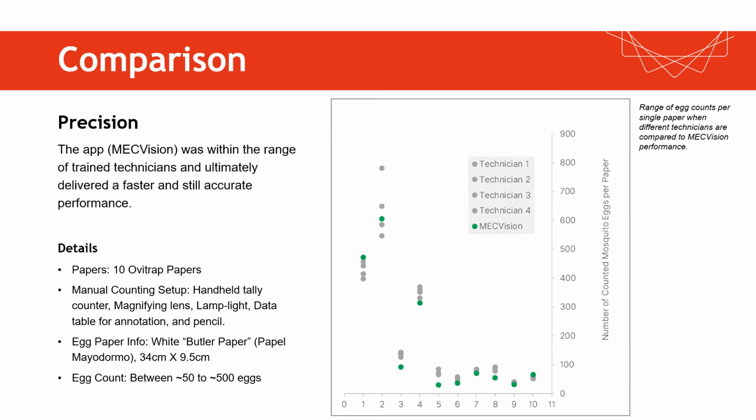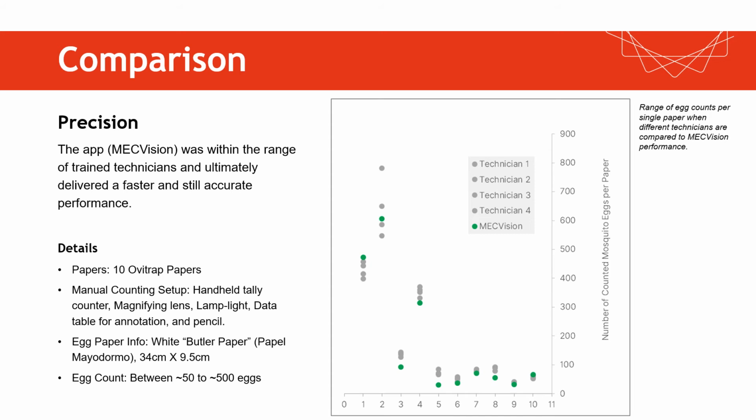But of course, as measurement scientists here, we wanted to make sure that we were doing some comparisons. So how well did it compare? And we looked at 2 things. One was precision, and then the next thing I'll show you is timing. Here we looked at the comparison between 10 different pieces of paper, 10 different ovitrap papers, and had 4 different technicians do a count on each one of those.